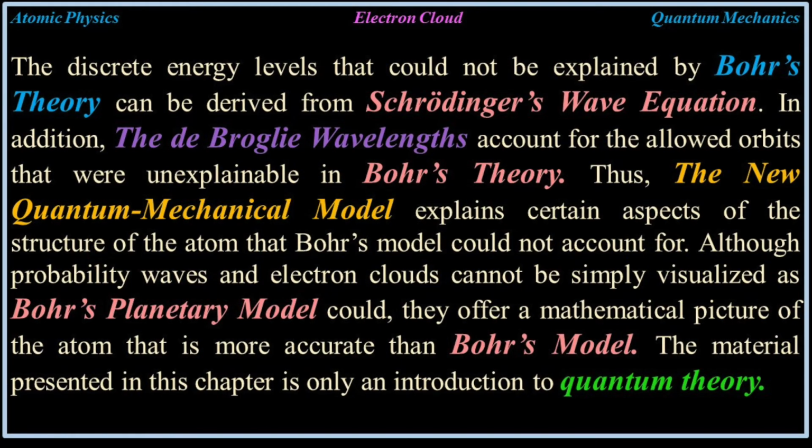The discrete energy levels that could not be explained by Bohr's theory can be derived from Schrödinger's wave equation. In addition, the de Broglie wavelengths account for the allowed orbits that were unexplainable in Bohr's theory. Thus, the new quantum mechanical model explains certain aspects of the structure of the atom that Bohr's model could not account for. Although probability waves and electron clouds cannot be simply visualized as Bohr's planetary model could, they offer a mathematical picture of the atom that is more accurate than the Bohr model.